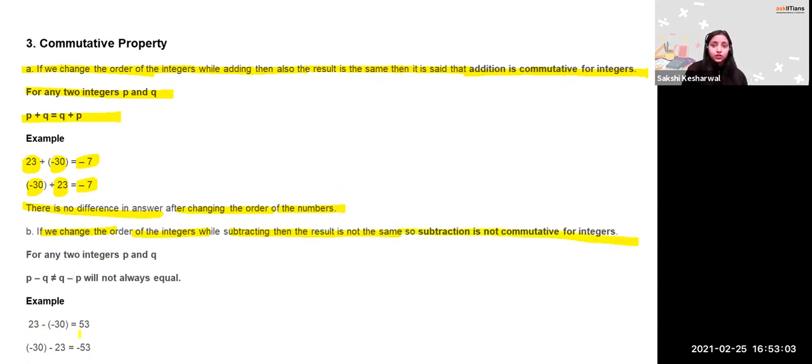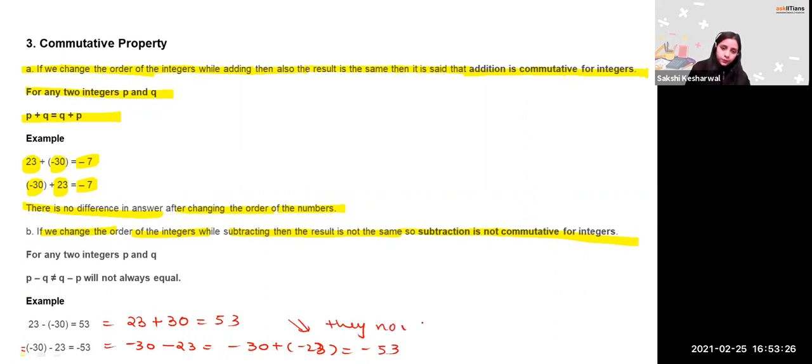So if I say 23 minus of minus 30, it will be what? 23 plus 30, right? Which is equal to 53. Now if I write minus 30 minus 23, which is equal to minus 30 plus minus 23, so this is equal to minus 53. So they are not equal.